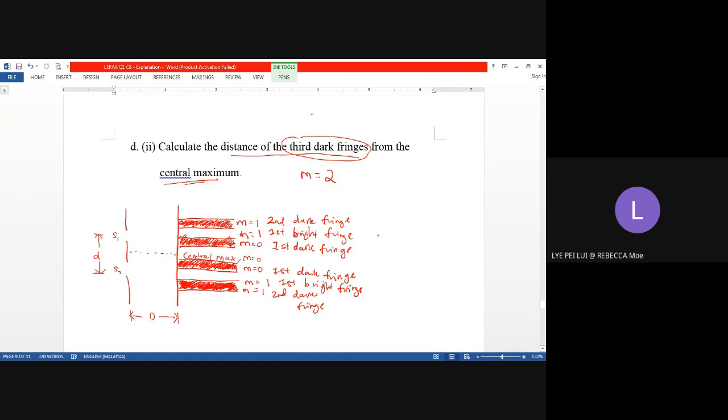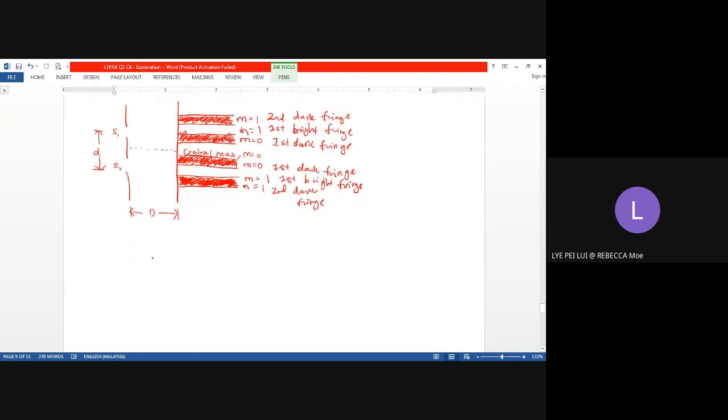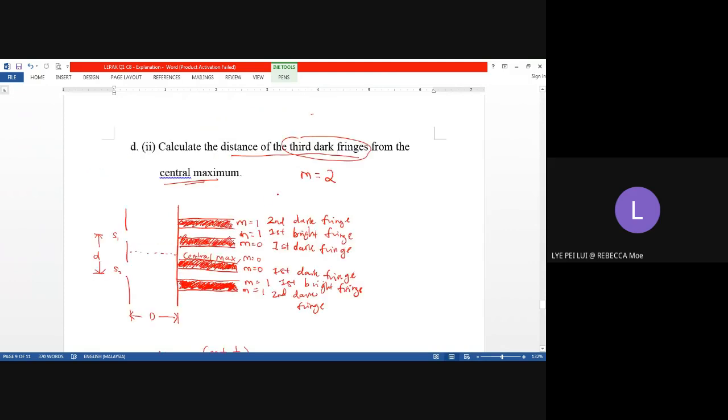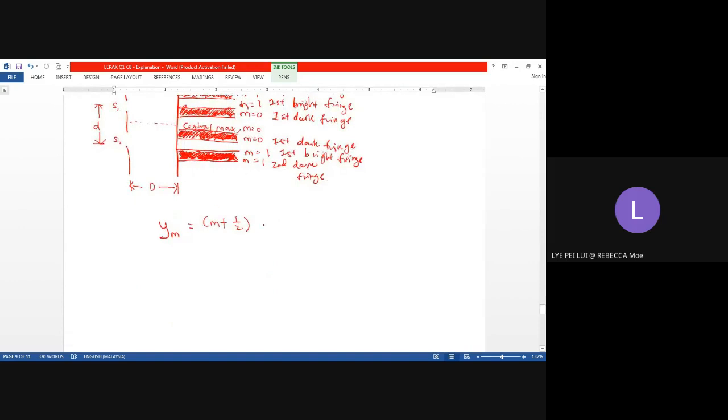So if we substitute in the equation, what is the equation that we need to use? y_m equals (m plus half) lambda D over d. Why? Because the question asks to calculate the distance of the third dark fringe from the central max, so dark fringe, so we have the plus half. But our order m equals 2, substitute 2 plus half.